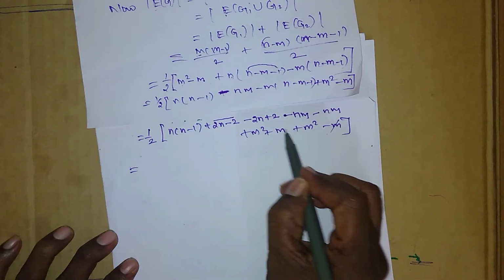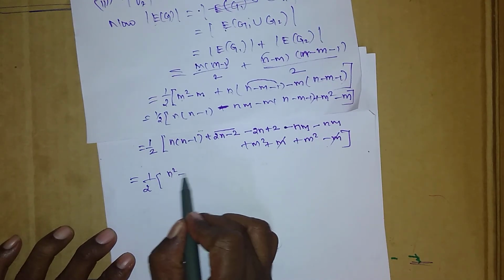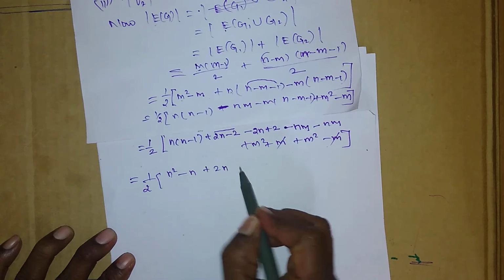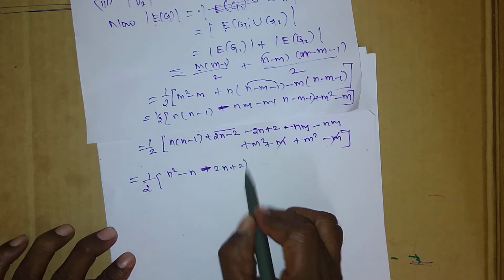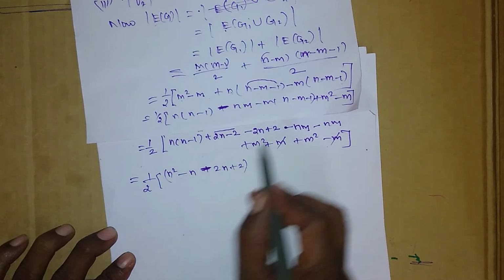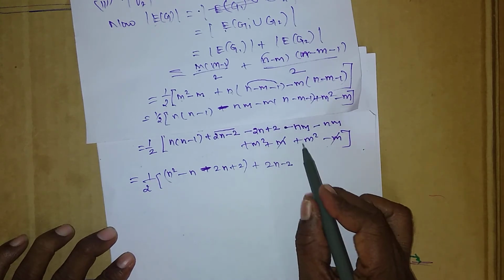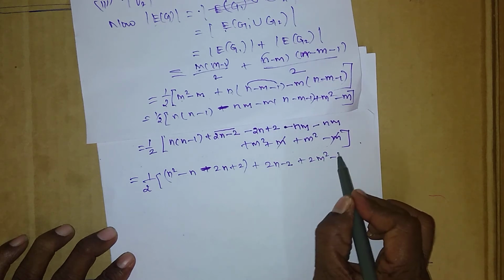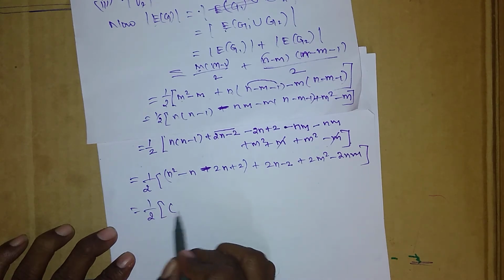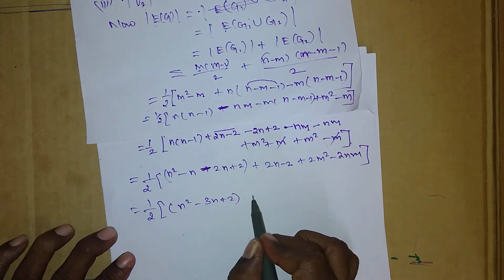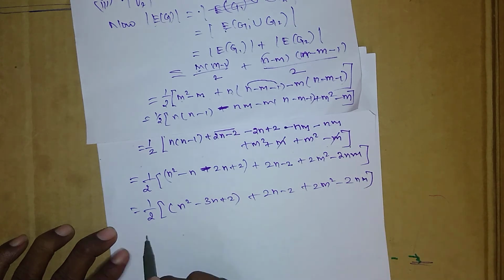Which is equal to, here plus m minus m gets cancelled, 1/2 into n into n square minus n plus 2n, this is minus 2n plus 2 taken into bracket, this minus 2n plus 2 plus 2n minus 2, here m square is 2m square plus 2m square minus 2nm. This is equal to 1/2, here n square minus 3n plus 2 plus 2n minus 2 plus 2m square minus 2nm.